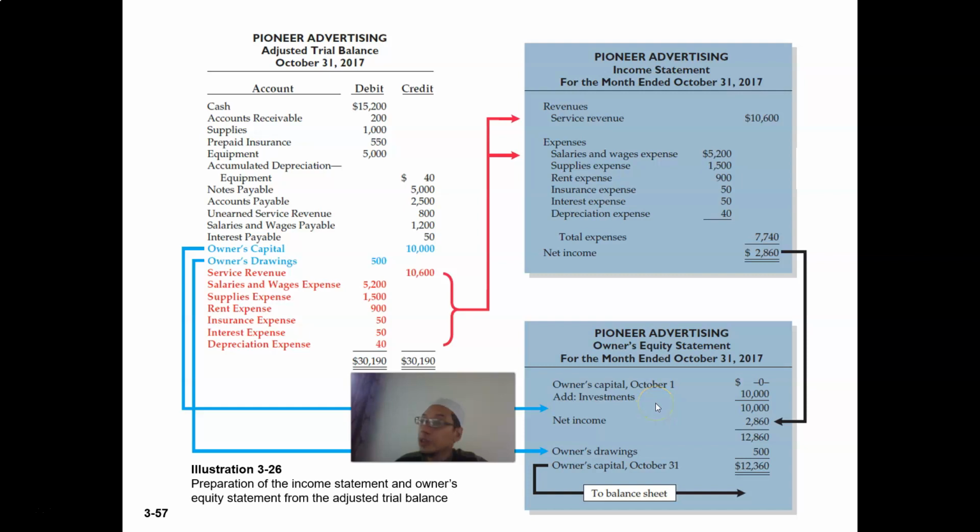When the owner makes investment of 10,000, it comes into there, and then we add net income. Net income from income statement that we have calculated here is inserted here. So owner's equity started with 0 plus investment, and then plus the net income obtained from the activities that the organization has entered into during the month of October. And then we minus the owner's drawing coming from here. We minus owner's drawing because the owner has taken out some of his investment, $500.